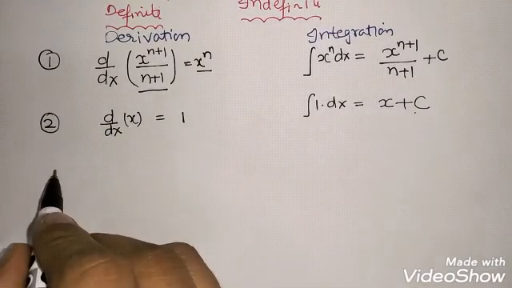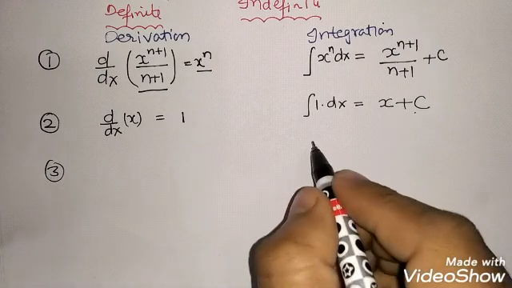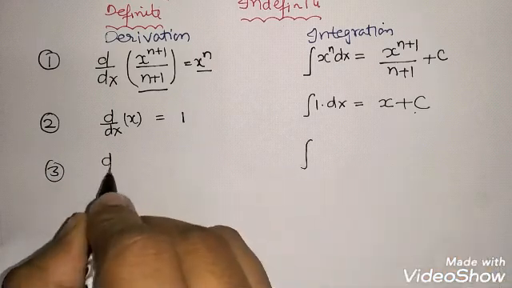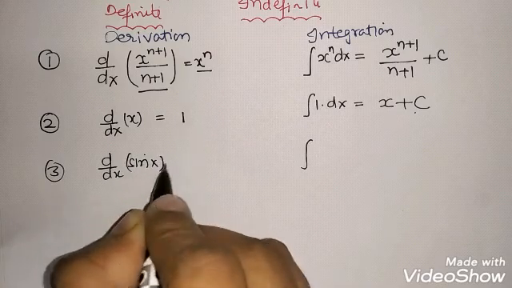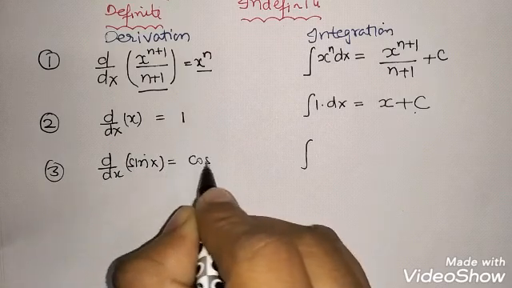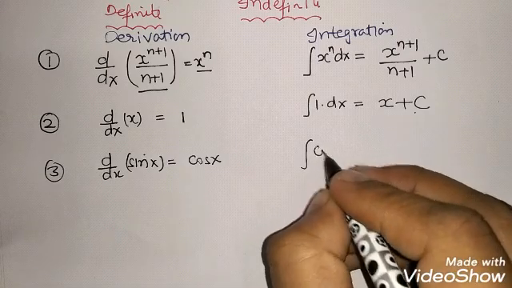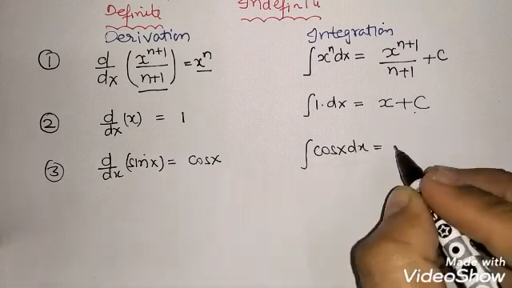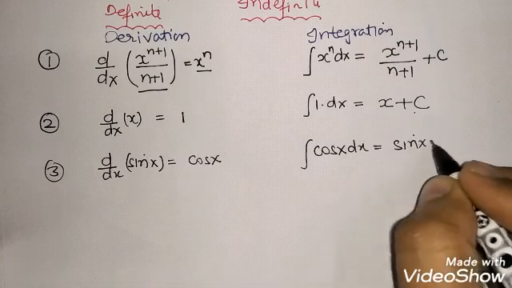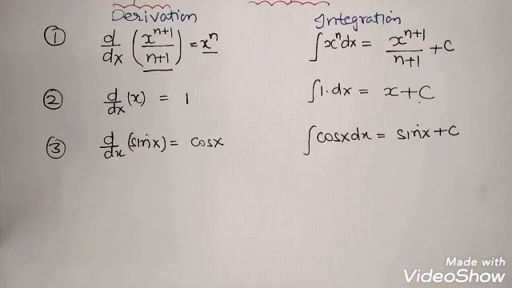The third formula for integration: first of all we'll write the derivative. As you know, the derivative of sin x is cos x. So in case of integration, integration of cos x with respect to dx is equal to sin x plus c. Very easy to calculate.